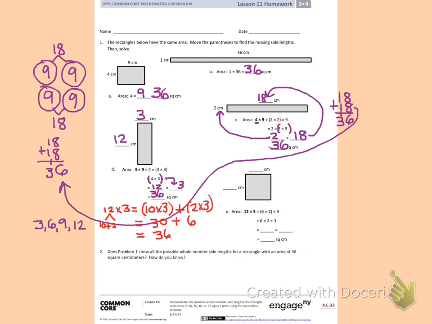Now let's look at item E. Again, they used no side lengths for clues. They gave us the equation for the area, 12 times 3. 12 times 3 is the same thing as 6 times 2 times 3. If we use the associative property of multiplication, we can move the parentheses to be around the 2 times 3. Now, that makes the next one 6 times 2 times 3, which is 2 groups of 3, and that's 6. 2 groups of 3 is 3 plus 3. That's 6.